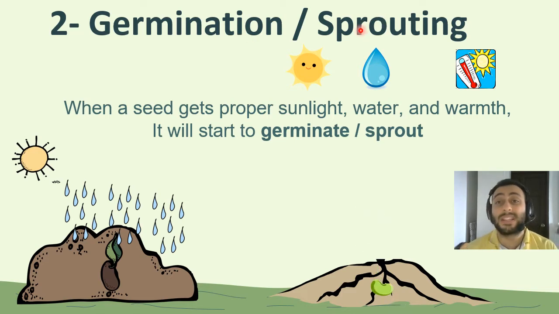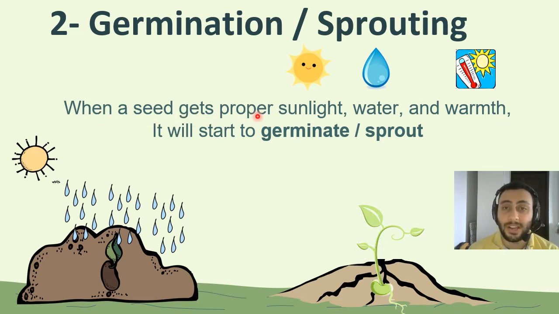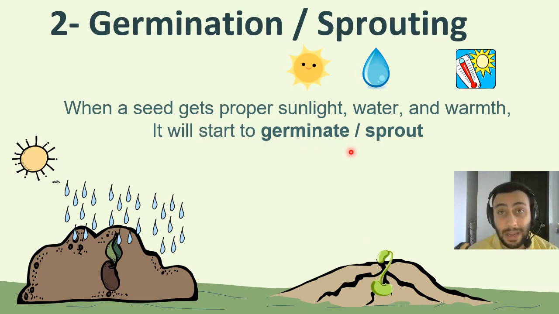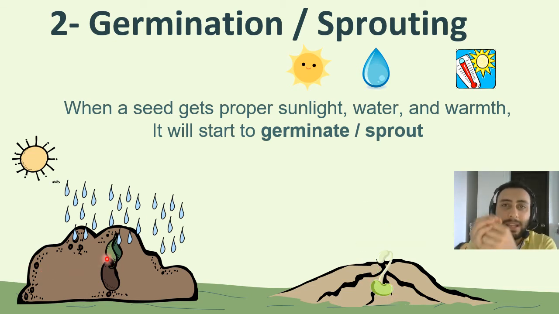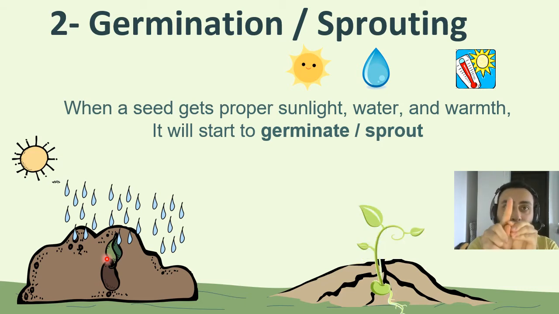Germination or sprouting. Now, what is germination or sprouting? When a seed gets proper sunlight, water, and warmth, so it's not too cold, it will start to germinate or sprout. Look here. It's when the seed will have something green come out of it. It looks like a leaf, like whoop, it will come out. That is called germination or sprouting.